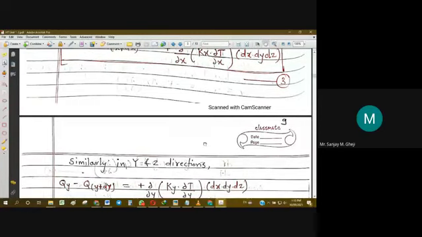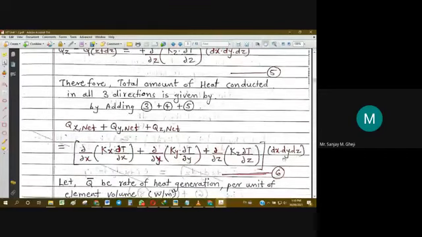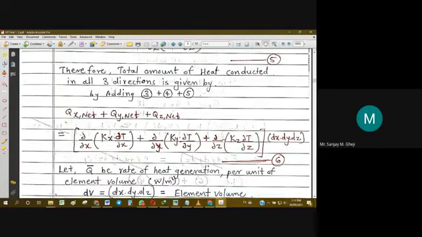You know that volume of any cube or rectangular box can be given by the product of length, width and height. So dx dy dz are like length, width and height. So this term being common, it is taken out of the bracket, and the remaining terms are written in the bracket. So ∂/∂x of kx ∂T/∂x plus ∂/∂y of ky ∂T/∂y plus ∂/∂z of kz ∂T/∂z. So these terms are in bracket into dx dy dz. Equation number 6.